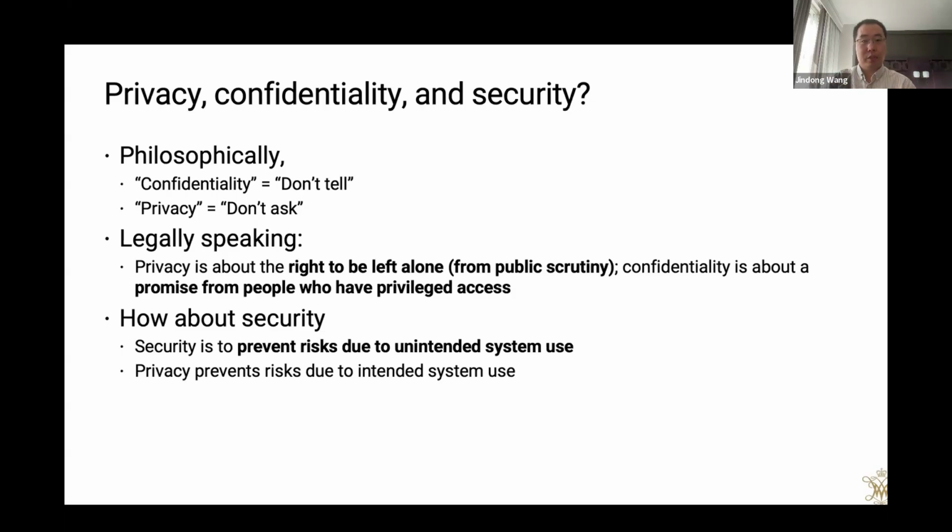And finally, security, because when we talk about privacy, in a lot of online talks or materials, they usually connect privacy with security. So you can see a lecture about privacy and security, but it's not the same. Security is to prevent risks due to unintended system use, and privacy prevents risks due to intended system use. So these are the main differences between these three terms. Pay more attention to them the next time you see them.